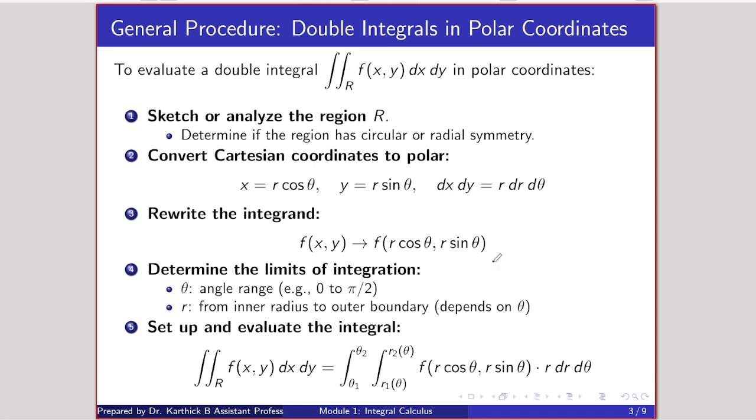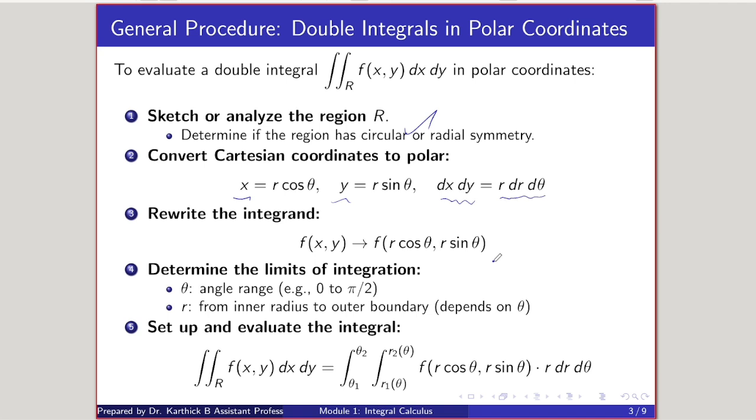First, we have to sketch the given region by using the given limits. Then we have to change each of the Cartesian variables to polar form. x can be written as r cos theta, y can be written as r sin theta, and we change dx dy in terms of r dr d theta.